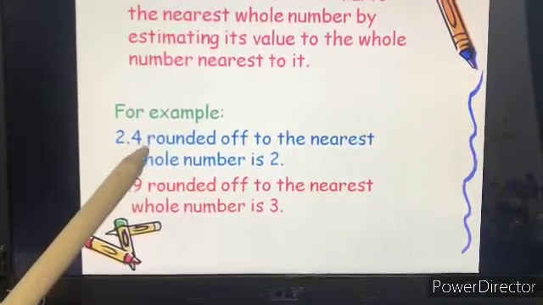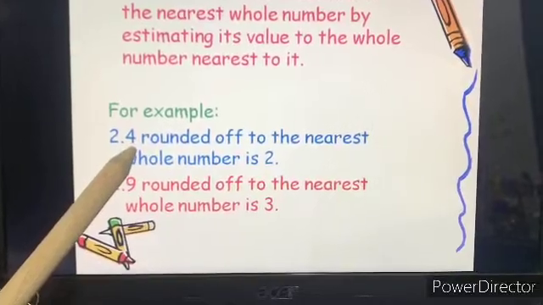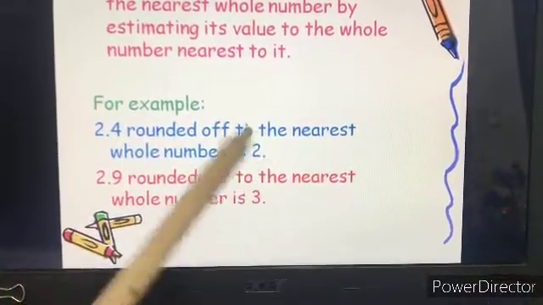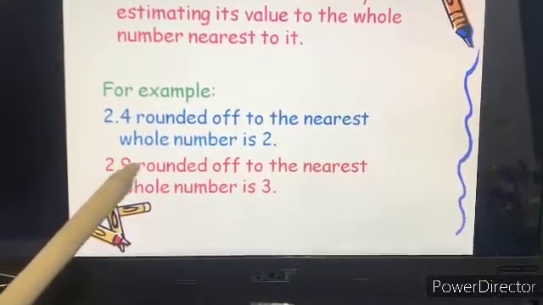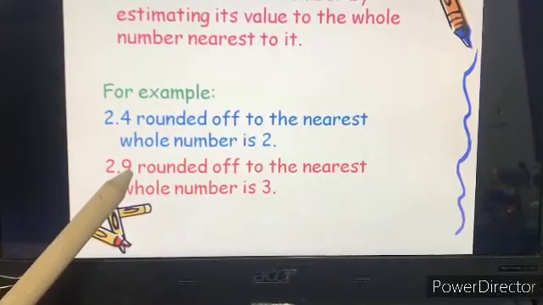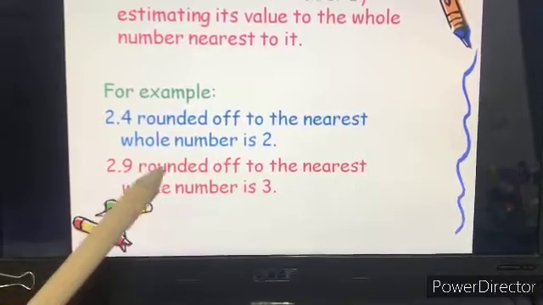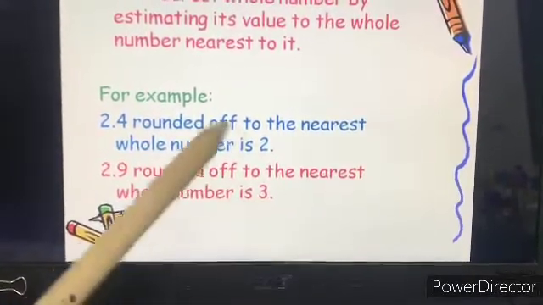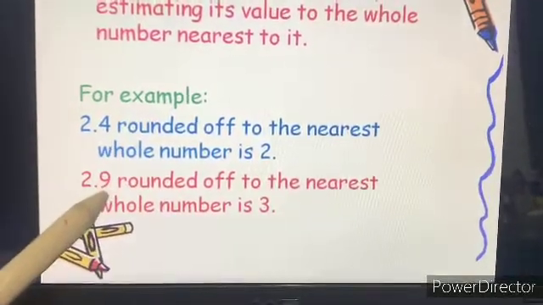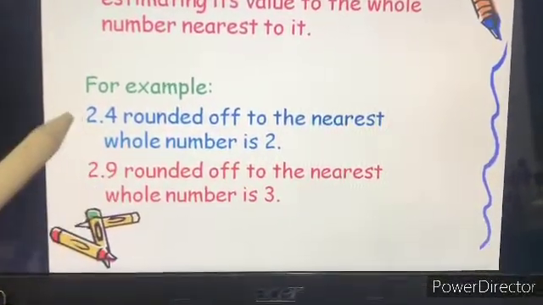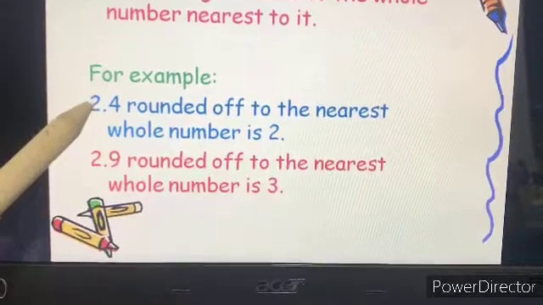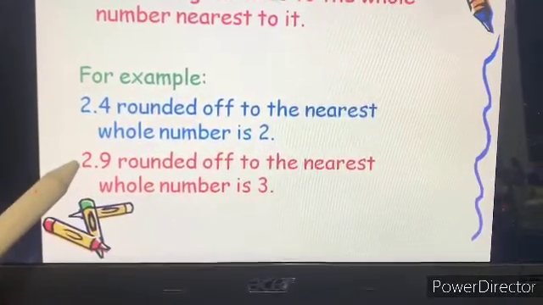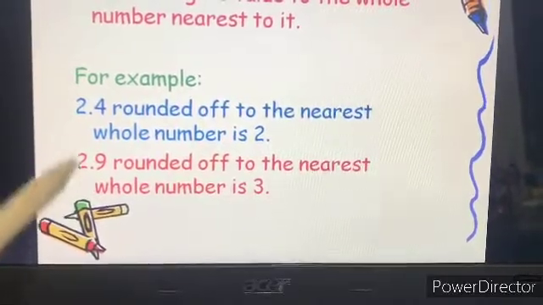See, 2.4. 4 is less than 5, so this 2 will remain 2. But if it is 2.9, 9 is greater than 5, so this 2 will round off into 3. Whenever we see its value, we will keep the whole number as it is, or we will increase it by 1 by adding 1 to it.